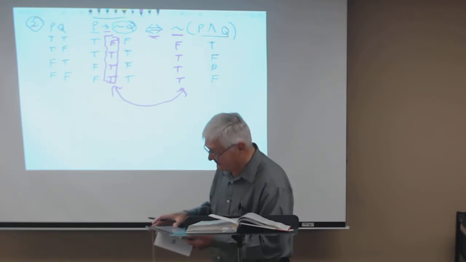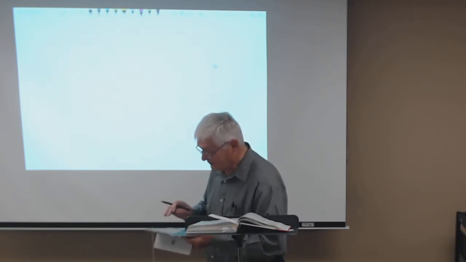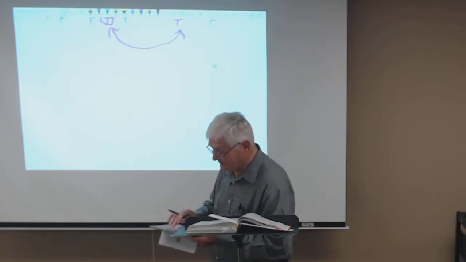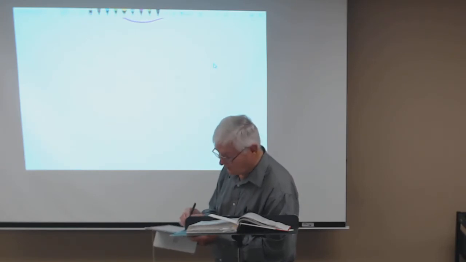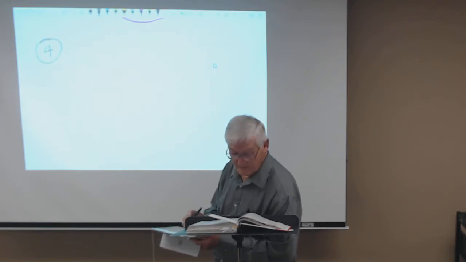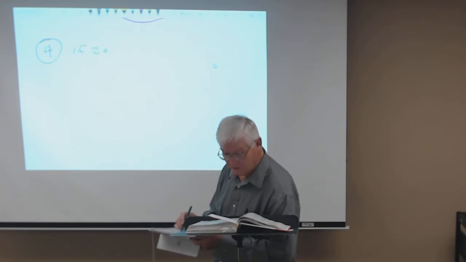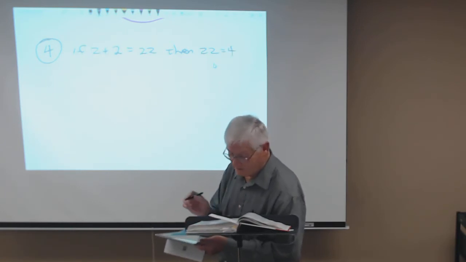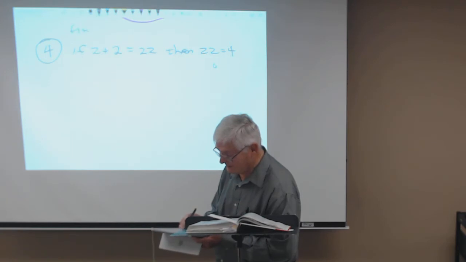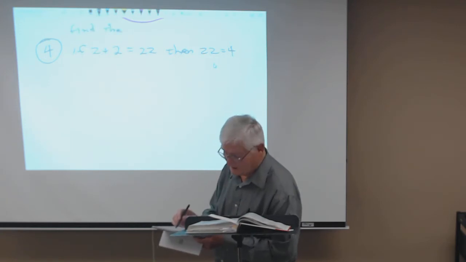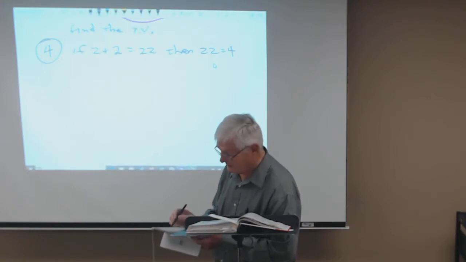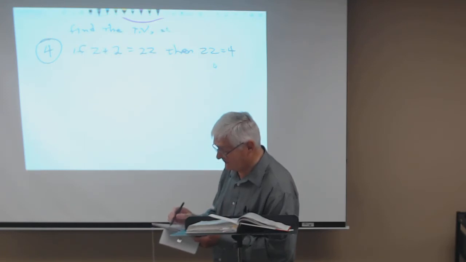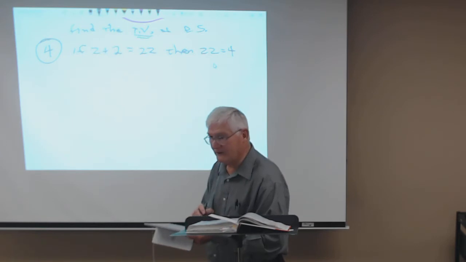Number 4. Why is that thing not wanting to move up? Who knows? Maybe you have to tap it. That must be what it is. 4. If 2 plus 2 equals 22, then 22 equals 4. Now what am I supposed to do? Find the truth value of each statement. I'm trying to find the truth value.